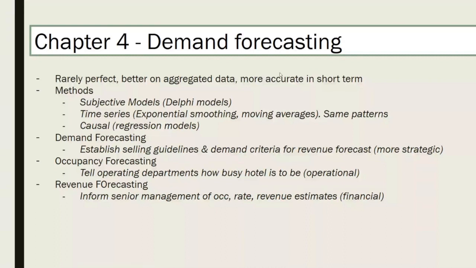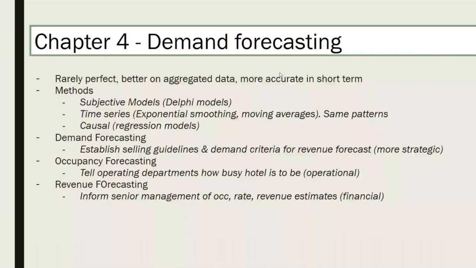We have three main methods. We have the more subjective methods, where you look at Delphi models and you look at expert opinions. So it's not really science-based. The more science-based stuff comes in the time series models and the causal models. So time series looks at moving averages, exponential smoothing. You look at historical data. You try to take into account random variation.